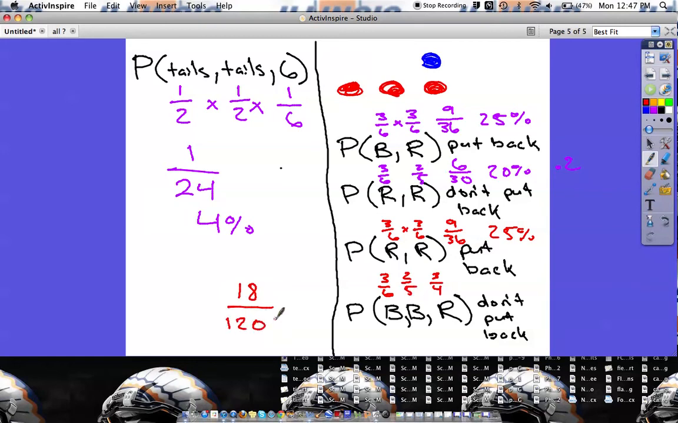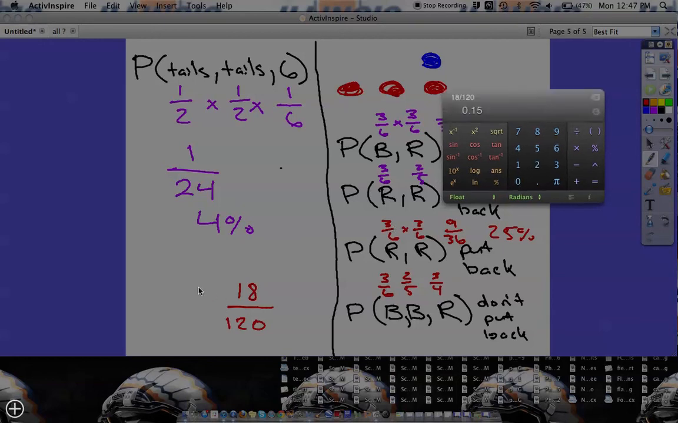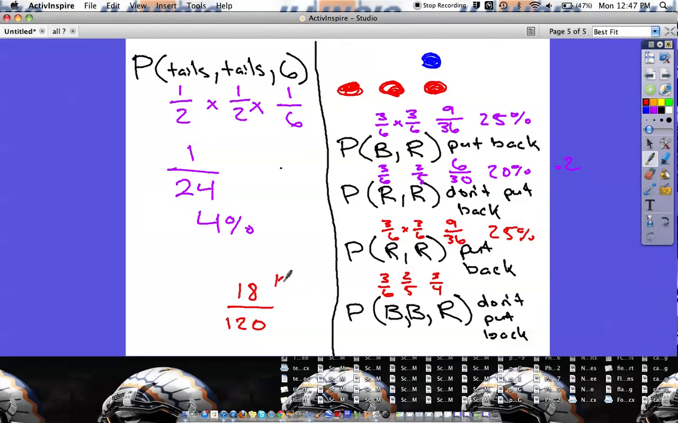18 out of 120. Now I can't do that one very easily in my head here, so let's check and see what it is. 18 divided by 120 gets me 0.15, which is exactly 15%. So given the Skittles that I started with, and I'll fill those back in just so you can see them, basically what we're saying is that in this situation, if I drew a blue and ate it, got a blue and ate it, and got a red and ate it, there's a 15% chance of that actually happening with the Skittles that I have here.